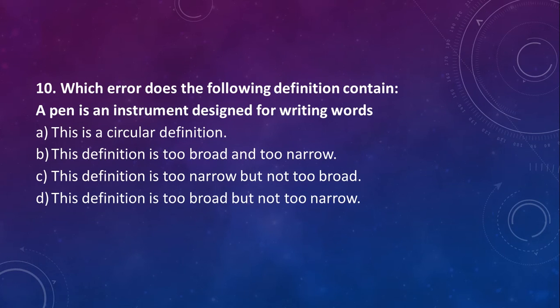Which error does the following definition contain? A pen is an instrument designed for writing words. B, too broad and too narrow. So if it's too narrow, how is it too narrow? Excellent. So it's too narrow in the sense that it doesn't capture all the uses of a pen. And how might it be too broad? Tons of things are designed for writing words. So too narrow and too broad.